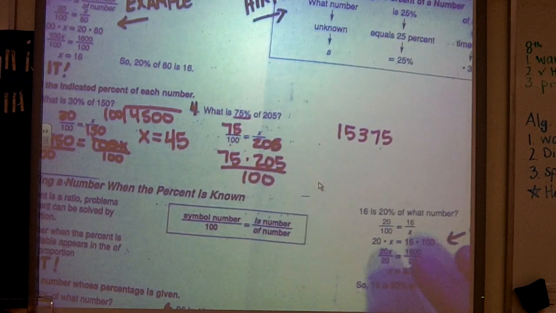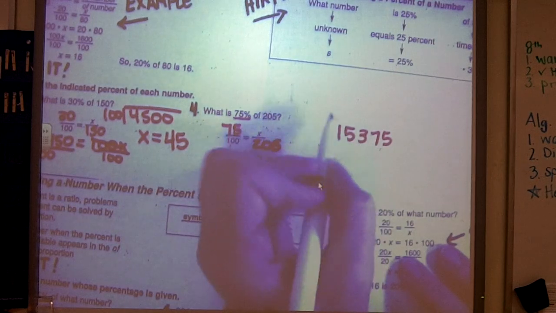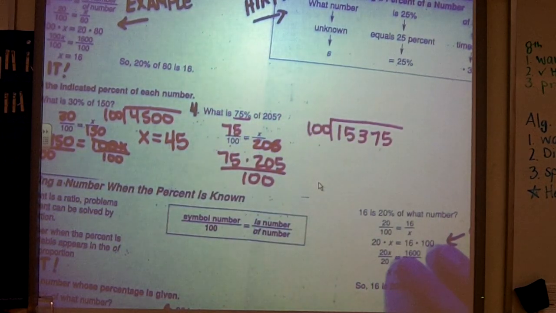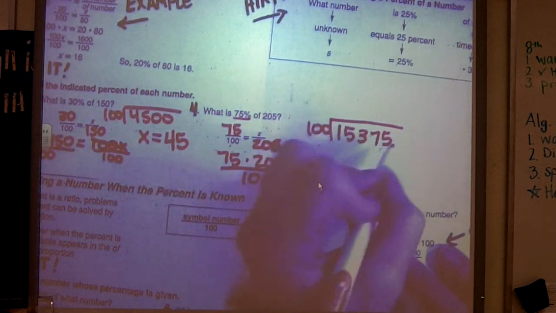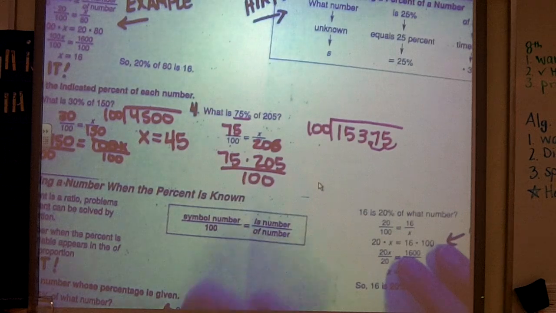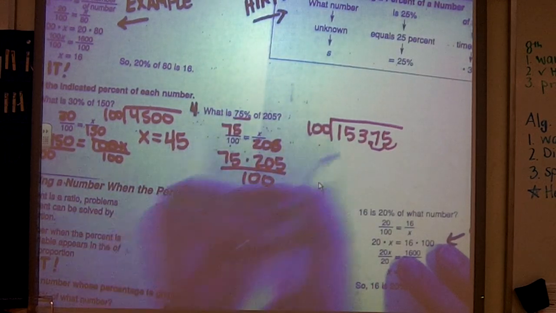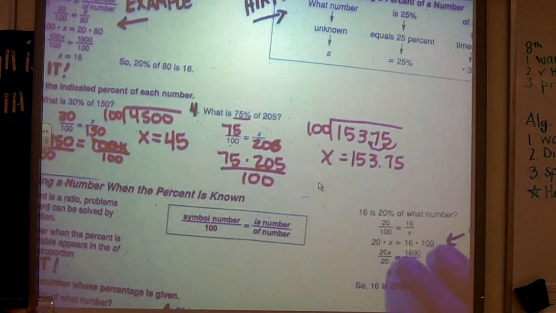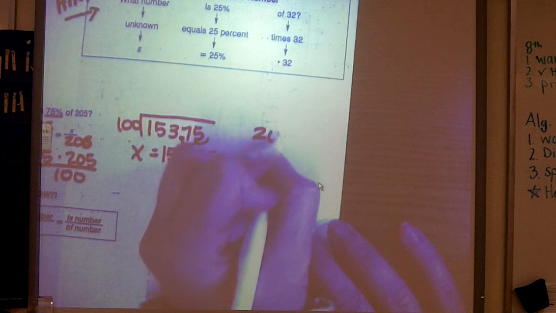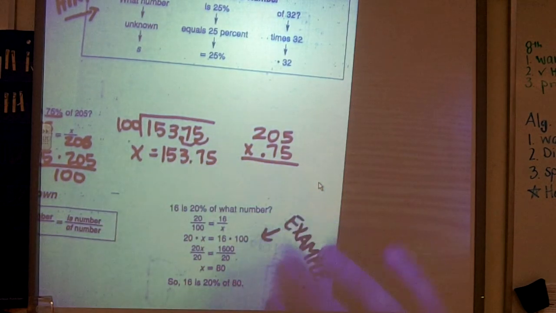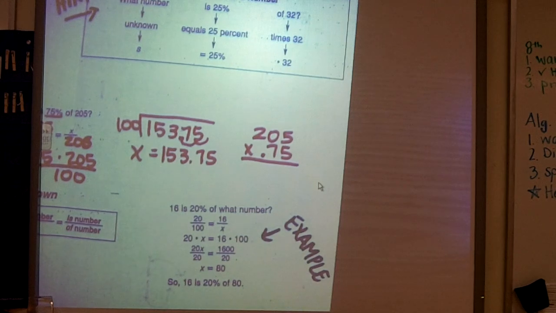75 times 205 is 15,375. Then you'll divide by 100. In which case, a strategy for that is to just move the decimal point 2 to the left. So x is equal to 153.75. Remember, you can also solve these by multiplying by the percent. Either way will get you the correct answer.